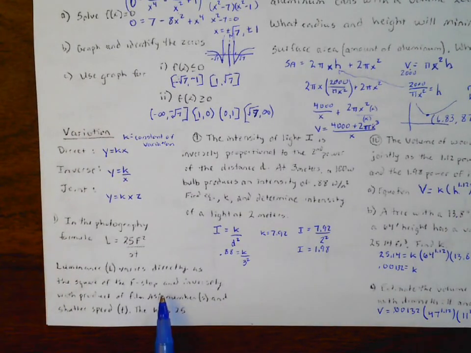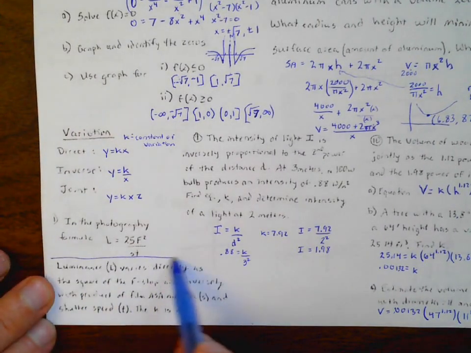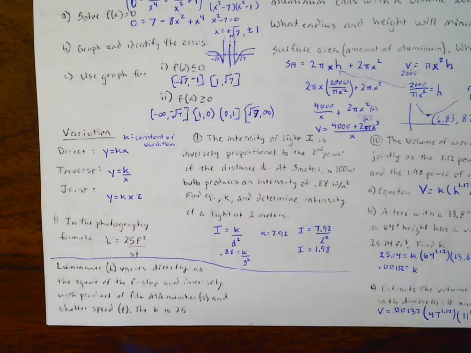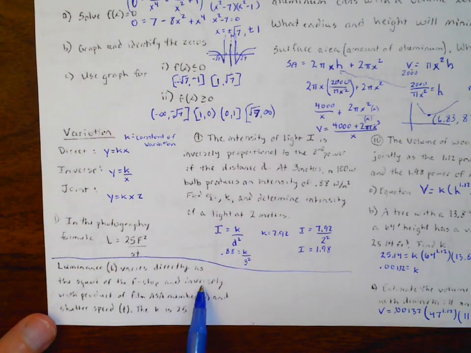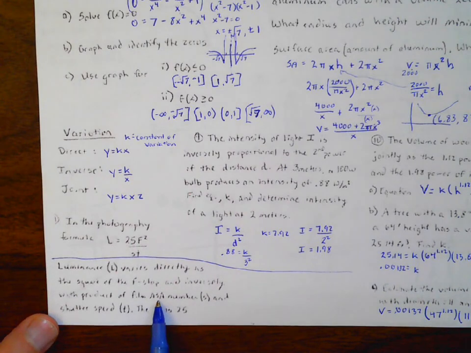Okay, and the last one, for those of you that are into photography, I don't know a whole lot about this, but luminance, L, varies directly with the square of the f-stop. You can adjust your f-stop when you're doing cameras. I'm not really good at that stuff. Miss Walton would be good with that. Inversely with the product of the film ASA number and the shutter speed.